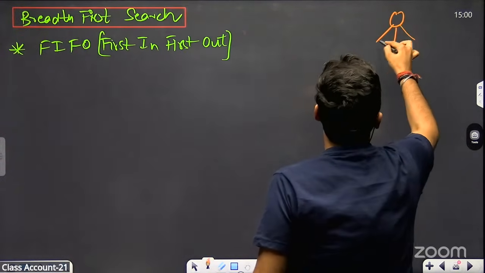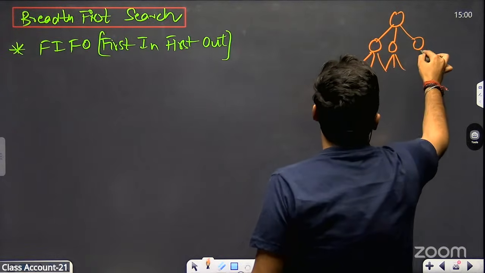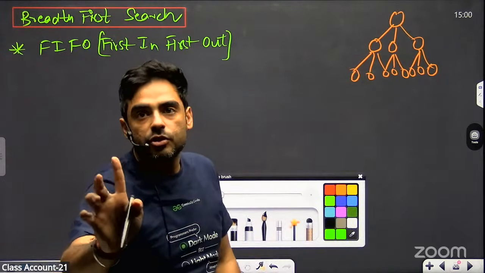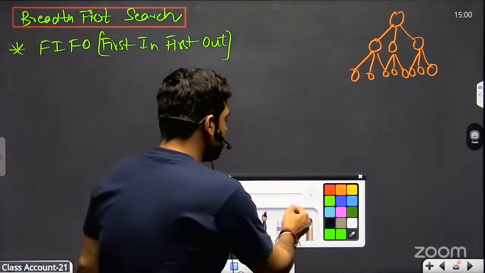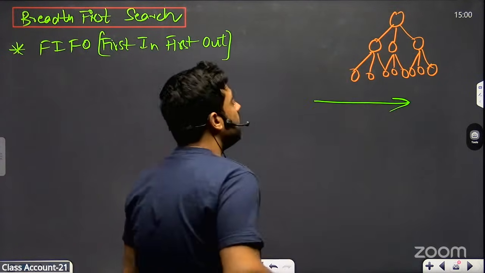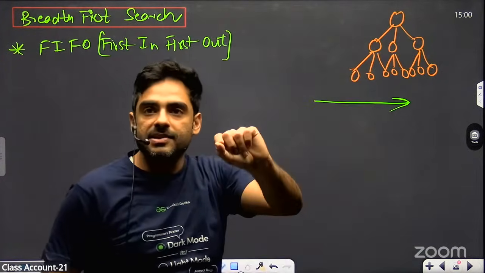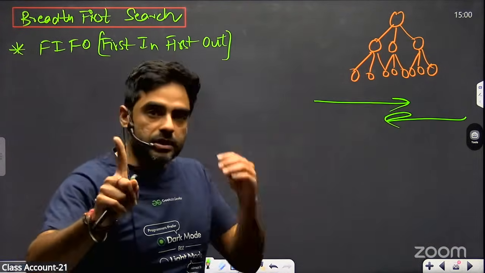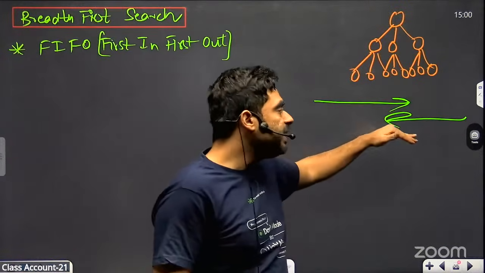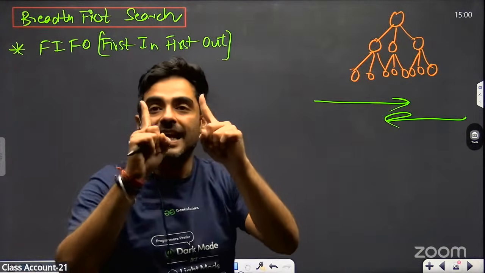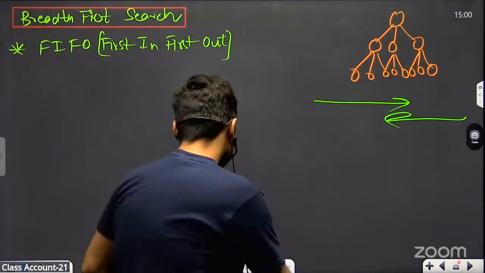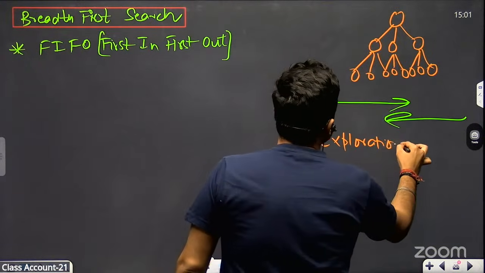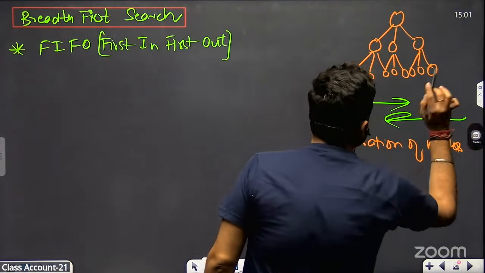For example, we have this state space graph and we have this tree. One of the directions you have to follow is either from left to right, that is the standard one, or from right to left, for the exploration of the nodes. तो एक चीज आपको समझनी है यहाँ पे, for exploration of nodes, one of the directions you have to follow.